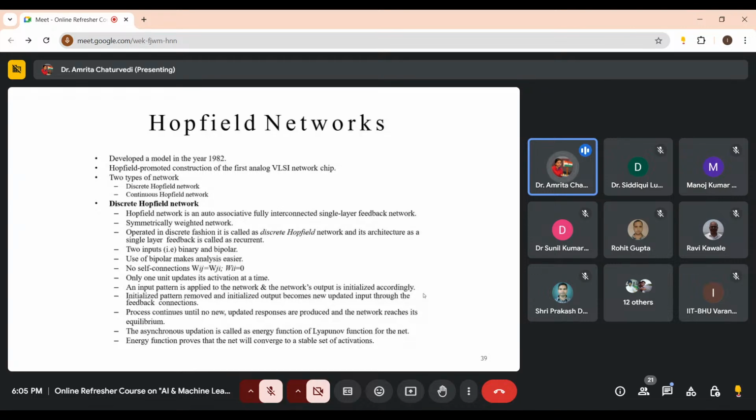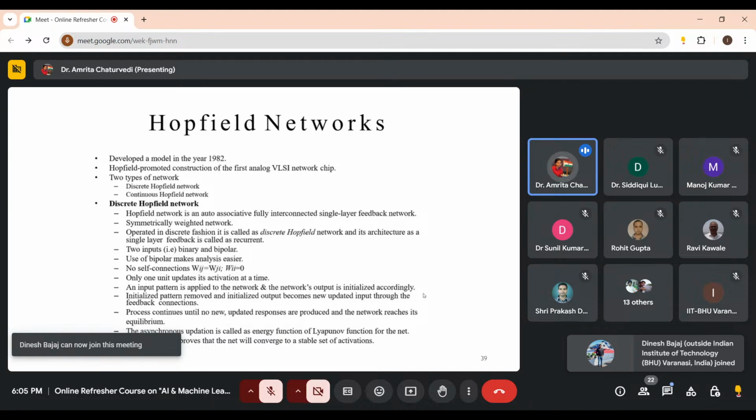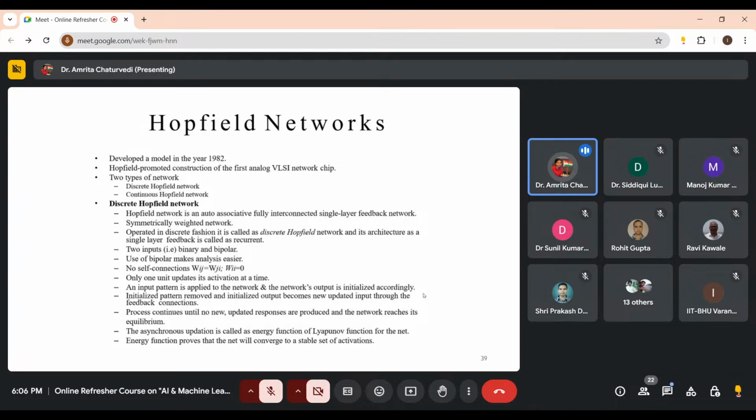So discrete Hopfield network is an auto-associative, fully interconnected, single-layer feedback network, and it is a symmetrically weighted network. This is operated in discrete fashion. When it is operated in discrete fashion, it is called discrete Hopfield network, and its architecture is like a single-layer feedback network. That is a recurrent network. Two types of inputs can be used in this, binary and bipolar. Typically bipolar inputs are mostly used.